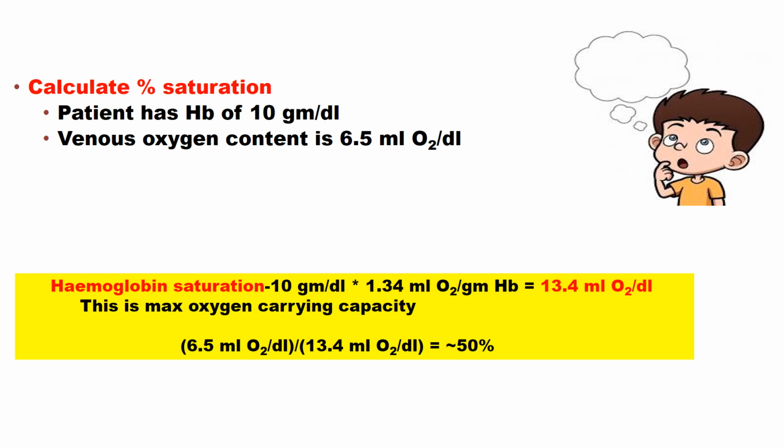And the percentage of saturation is defined as the oxygen content of the blood per 100 ml divided by the oxygen carrying capacity of the blood, times 100. So the oxygen content of the blood, given as 6.5 ml, divided by the oxygen carrying capacity, that is 13.4, and here we get the oxygen saturation, that is 50%.